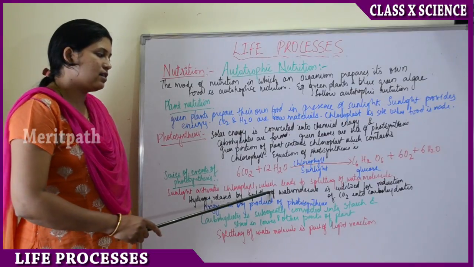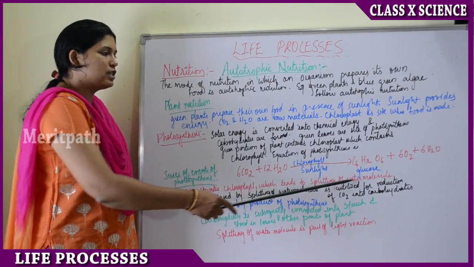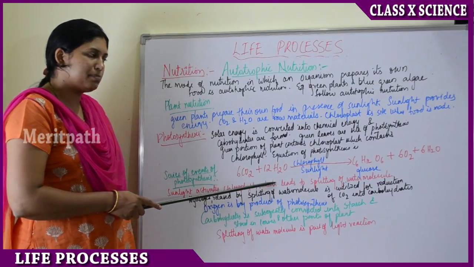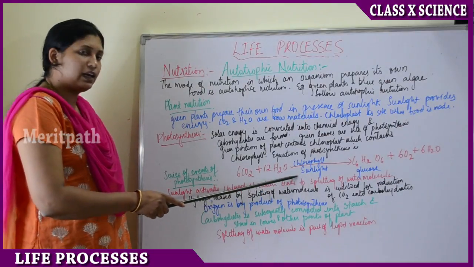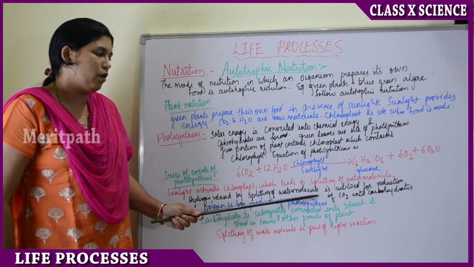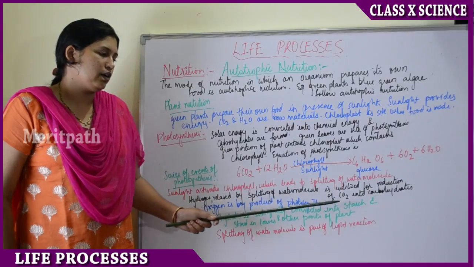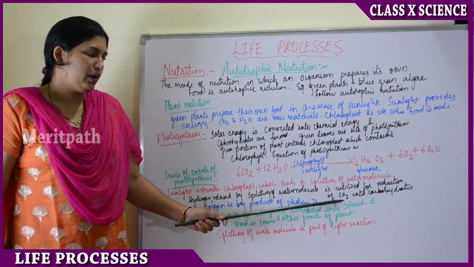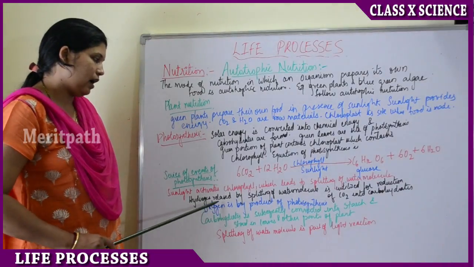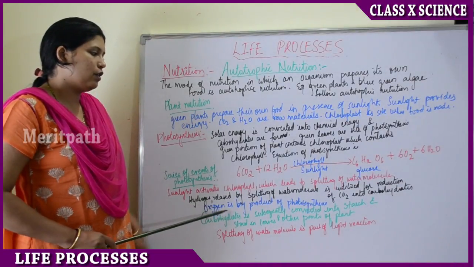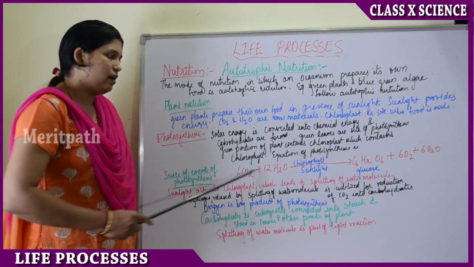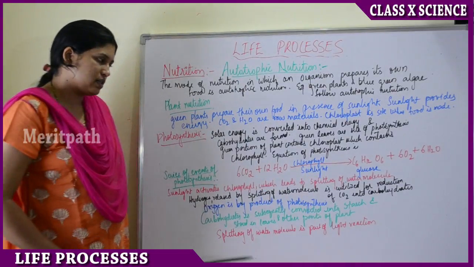Sunlight activates the chlorophyll, which leads to the splitting of water molecules. This water molecule is being split because of the presence of sunlight. Then hydrogen is released by the splitting of the water molecule and is utilized for the reduction of carbon dioxide into carbohydrates. So when the water molecule has split, hydrogen is released. This hydrogen is utilized for the reduction of carbon dioxide into carbohydrates.